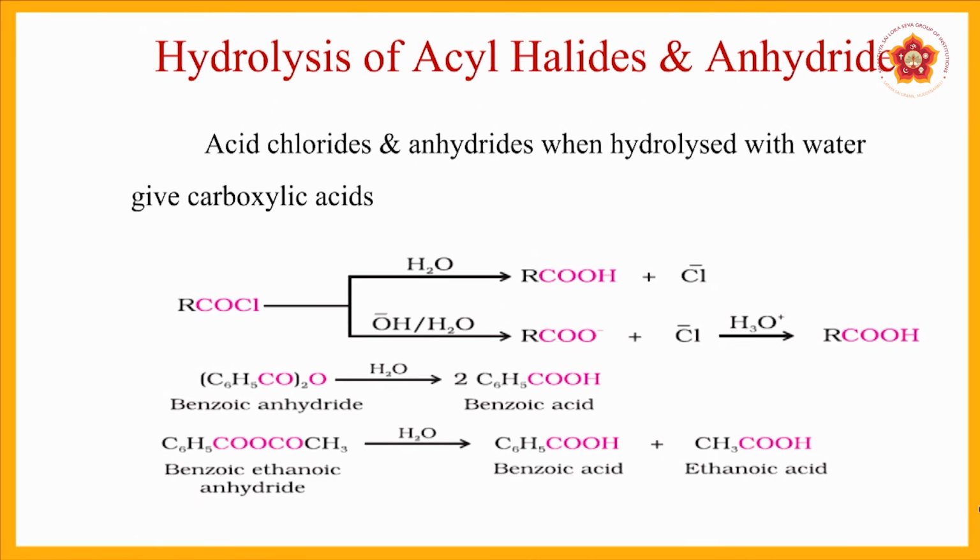If you use a base, the way they are shown where OH minus is used, it will form the corresponding RCOO minus ions, and finally in hydrolysis they will give RCOOH. In the explanation I happen to use acetic anhydride, whereas in the example that you see now, the anhydride that we have is benzoic anhydride, where the difference is just that in place of CH3 they have used C6H5.